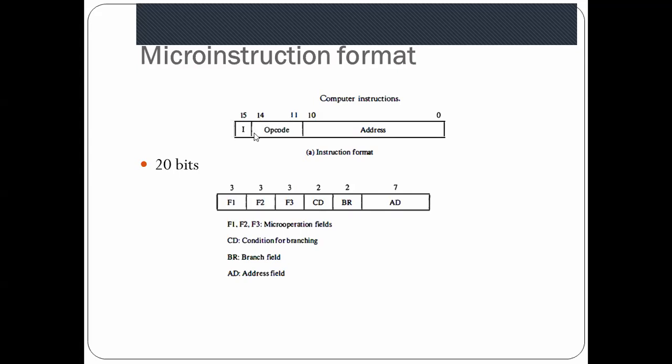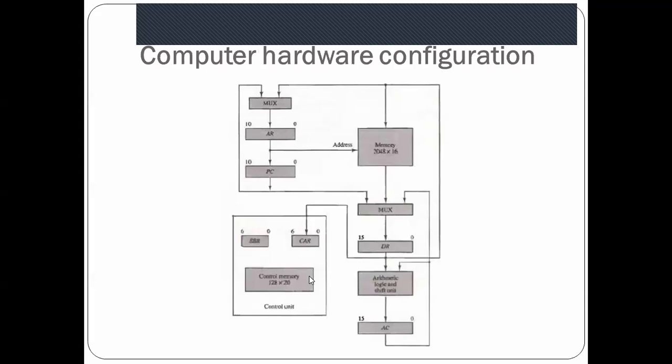This specifies either direct address or indirect address for memory reference. This is the basic instruction format. When we come to the micro instruction format, which is the definition of each control word in your control memory, here the control memory size is 128. Each location is capable of storing 20 bits.